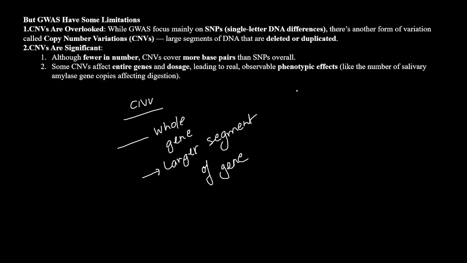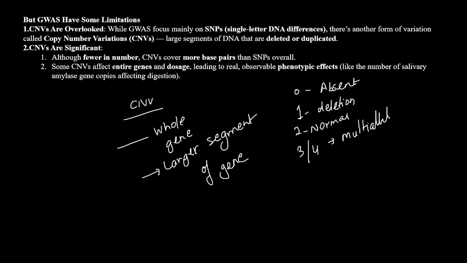For CNVs, if the copy number is 0, it is absent. If it is 1, there is a deletion. If it is 2, you can say normal. If it is 3 or 4 or 5 or 6, you can say that is multi-allelic. And when we talk about the biallelic nature, it means either the CNVs are present or they are absent.